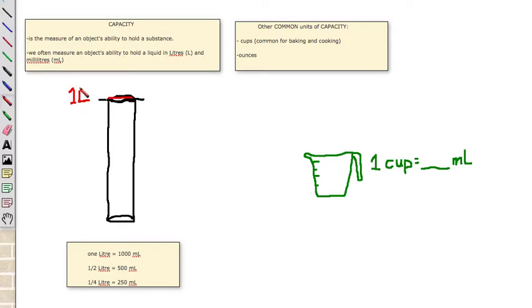Now, 1 liter is equal to 1,000. And again, remember, I'm using a mouse, so my printing here is all done with a mouse pad. So stick with me if you can. It's equal to 1,000 milliliters.